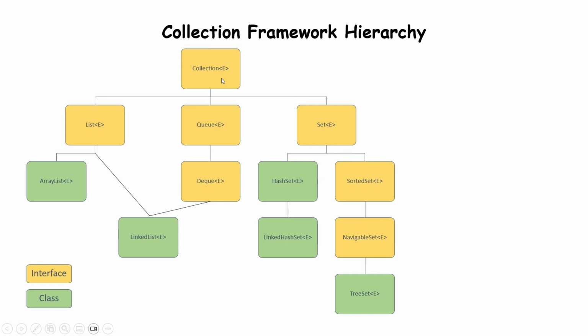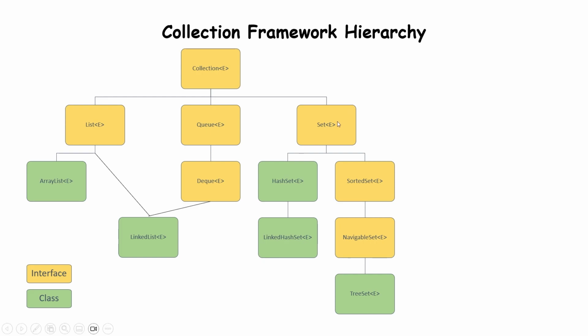So first we have Collection. Under this we have a sub-interface, List, where everything is ordered. Then we have Queue. The difference between Queue and List is that in a List we have indexes and everything is ordered. If you wish, you can remove something or add something in between. But in a Queue we don't have an index. It is also ordered but without an index, and here we follow first in first out, that is the FIFO approach.